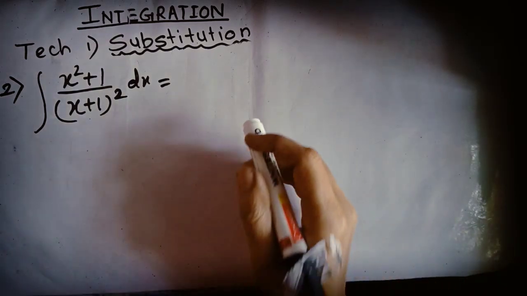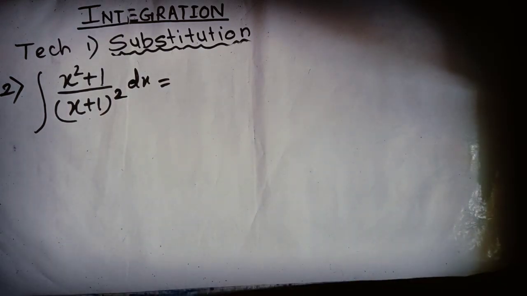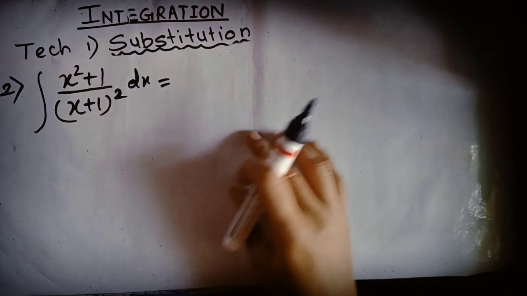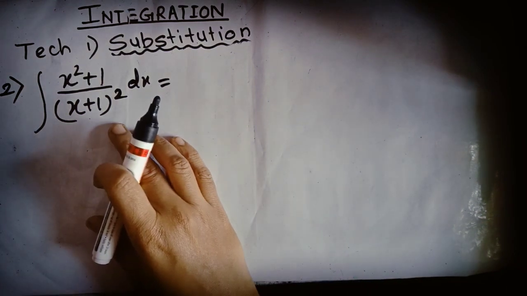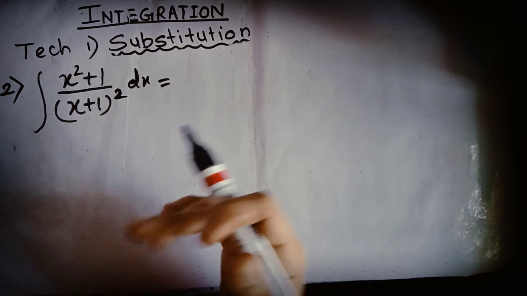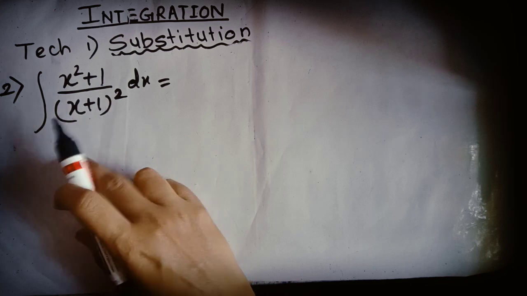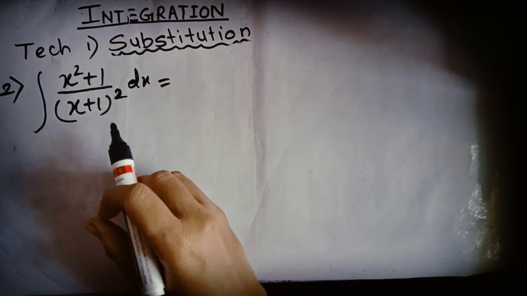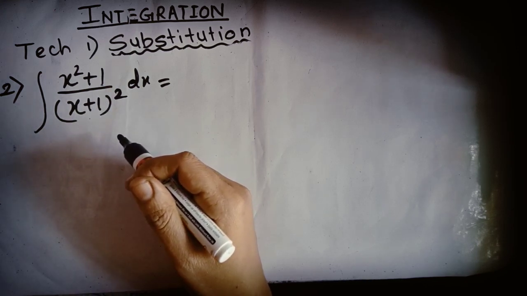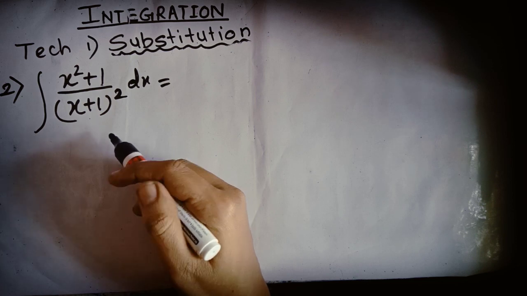Let's solve this example. Okay, so here we can't directly use the substitution formula, so we have to first simplify this. Okay, so x square plus 1 upon x plus 1 the whole square.